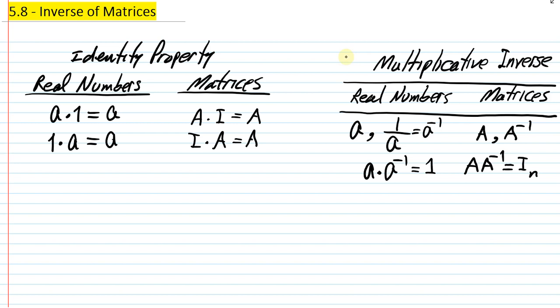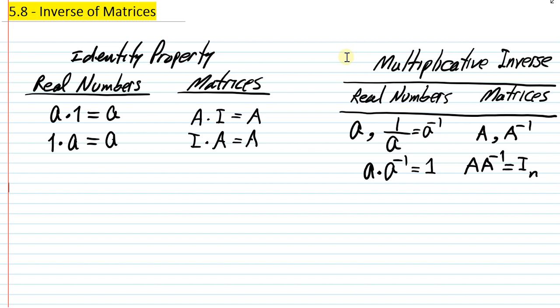To recall them, first of all, with the real numbers, we know the identity property of real numbers. 1 serves as the identity. 1 is the identity because 1 times any number is the number itself. So a times 1 equals a, and 1 times a is equal to a. That is known as the identity property of real numbers.